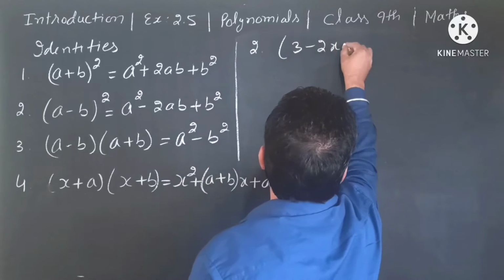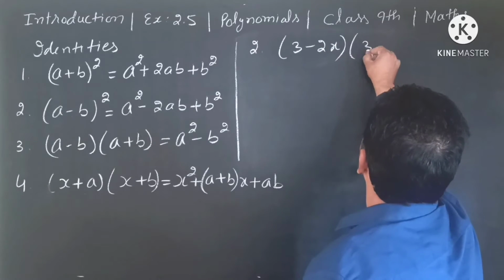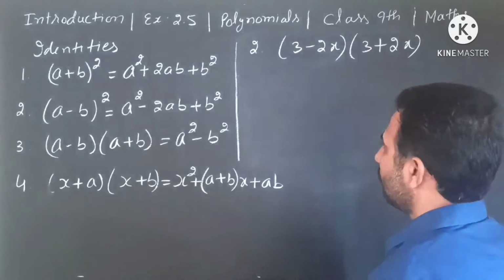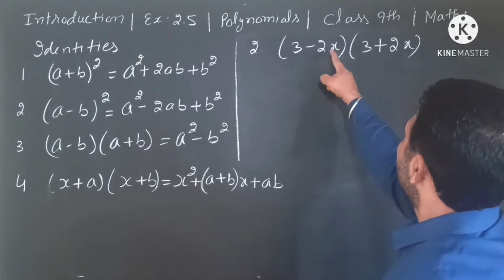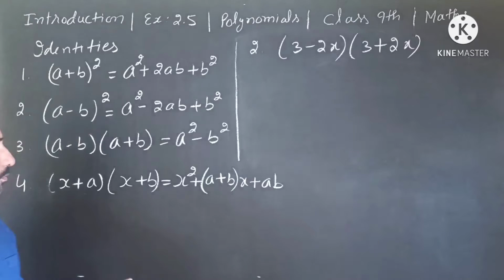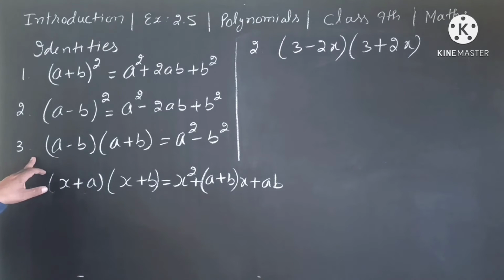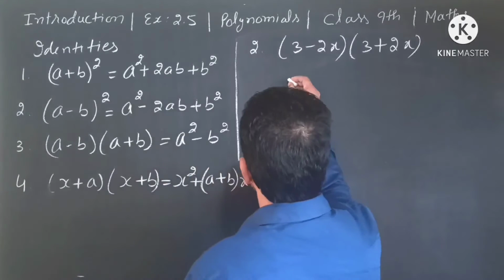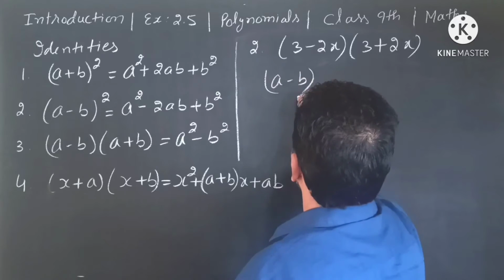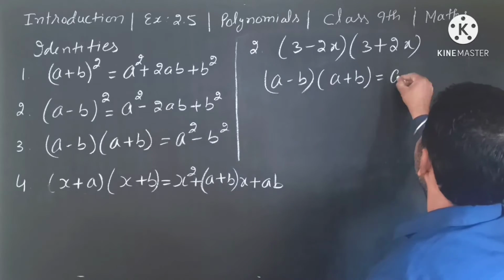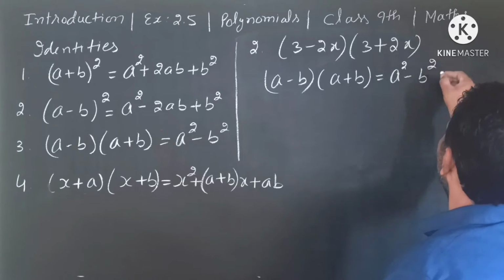3 minus 2x in a bracket and 3 plus 2x. Now we will check with our identities. Numbers are same but signs are different. Which identity will we apply here? If you can see the third identity, these two numbers are same but sign is different. So we will apply this identity, that is a minus b, a plus b equal to a square minus b square.